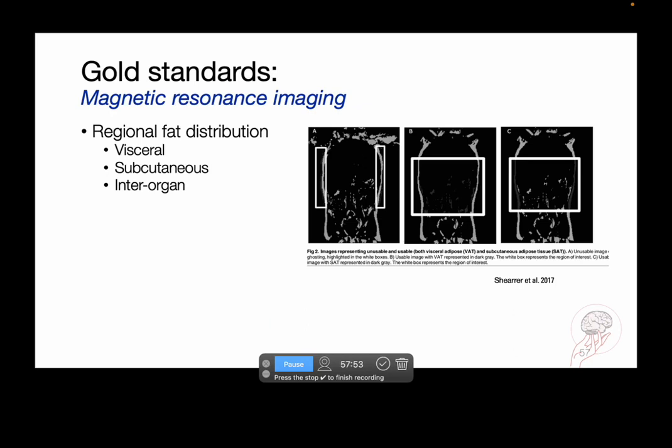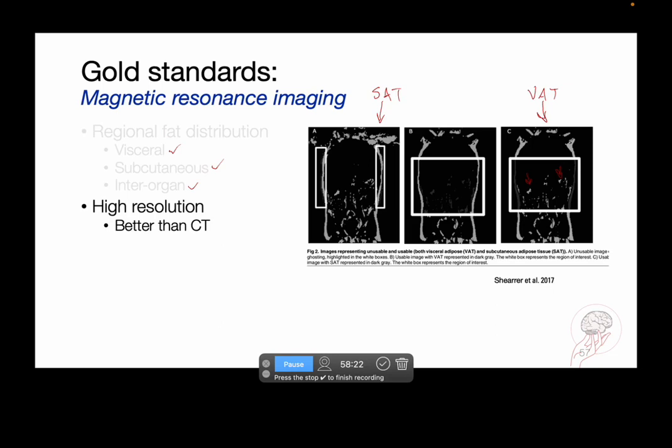Increasingly, we can use imaging methods to quantify body fat, and these are very accurate. In fact, we can get visceral, subcutaneous, and even inner organ. So this is a study I did on toddlers, and here we have the subcutaneous fat highlighted. In here, you can see this is the visceral fat highlighted, so these light colors.